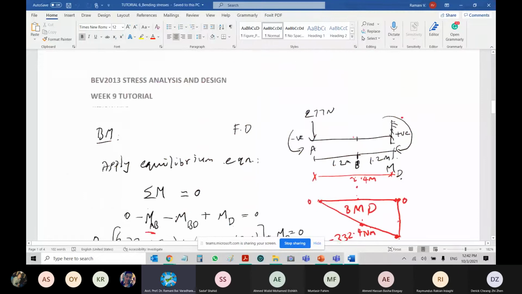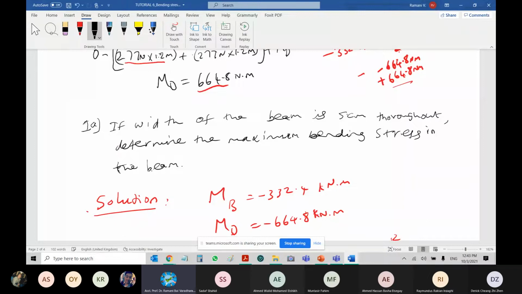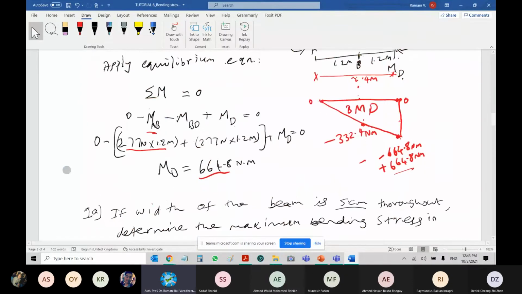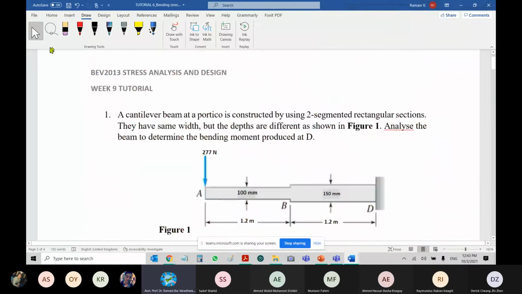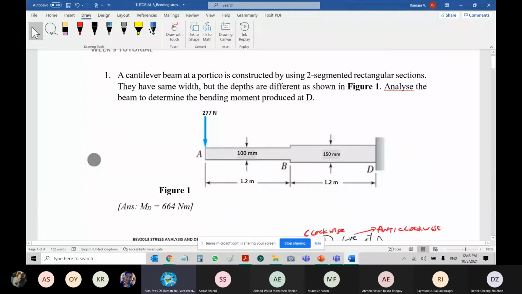We did it. And then I added one more subsection because you already studied bending stress. For bending stress, I added only a small section, which is to find the bending stress if the width of the beam is 5 centimeter. This is 5 centimeter, and a uniform section is given throughout. Determine the maximum bending stress in the beam. The problem is so simple because you are directly given the cross section. The section dimensions are given to you, right?